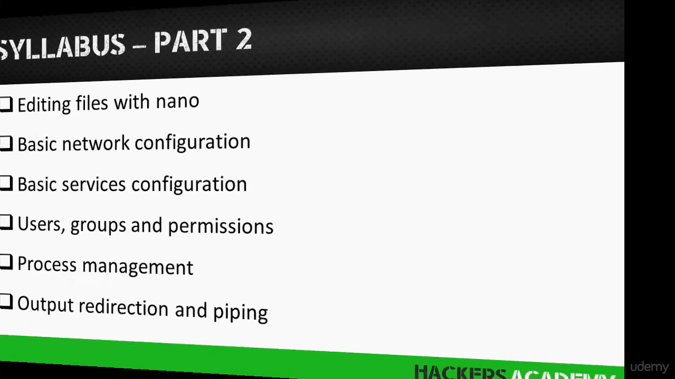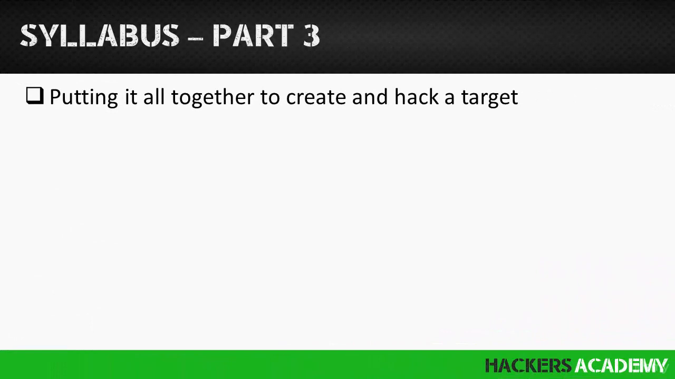There is one more part. In part 3, we're going to take everything that we learned and we're going to put it together to build a Linux target. We're going to be downloading a minimal Ubuntu version, a very small tiny Linux, and we're going to build it up from scratch in a way that it's vulnerable to a particular attack. I'm going to show you how I created the target system for the Web Application Fundamentals course.